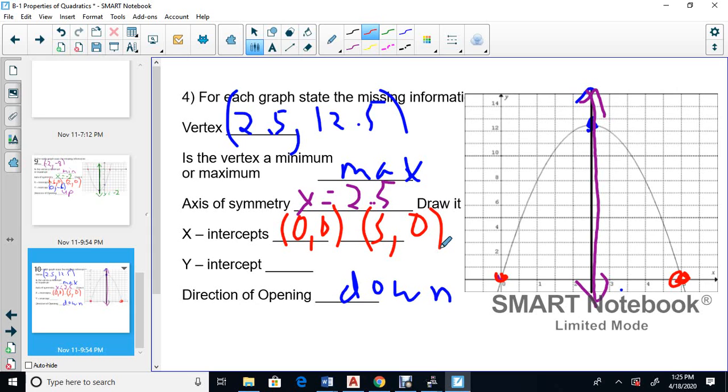Okay, x, y. Finally, our y-intercept. Well, it's the same as the x-intercept. So maybe I will use that yellow here. It's right there as well. It's the same as the other one. It's still 0, 0. It's the same as one of the x-intercepts. So 0, 0.